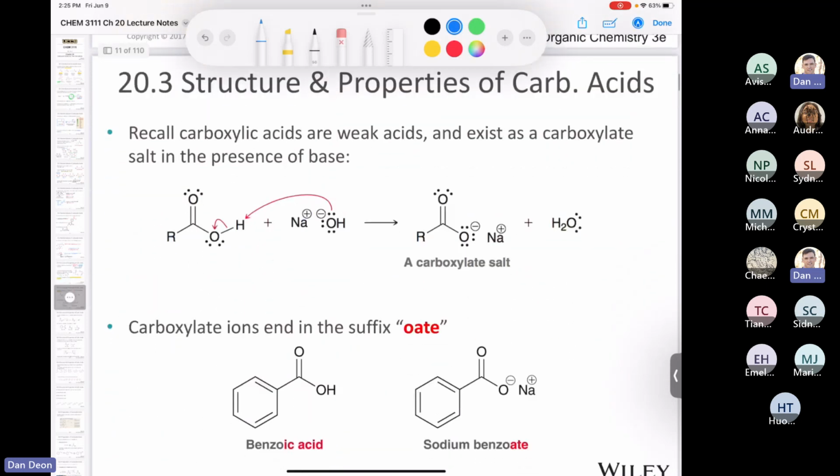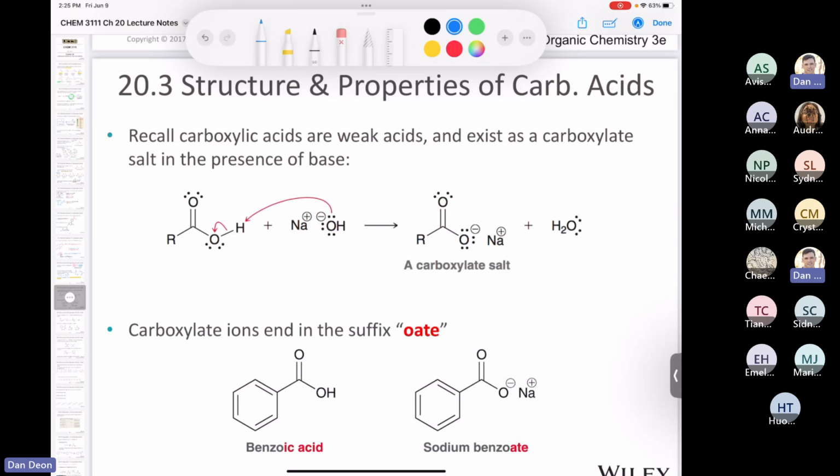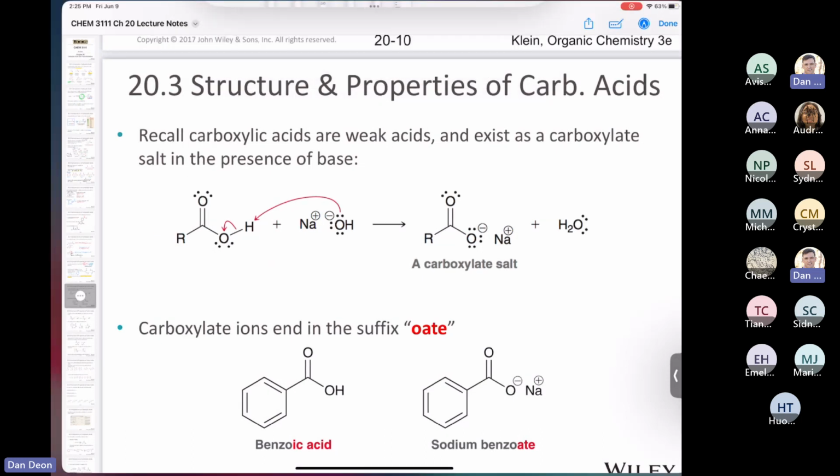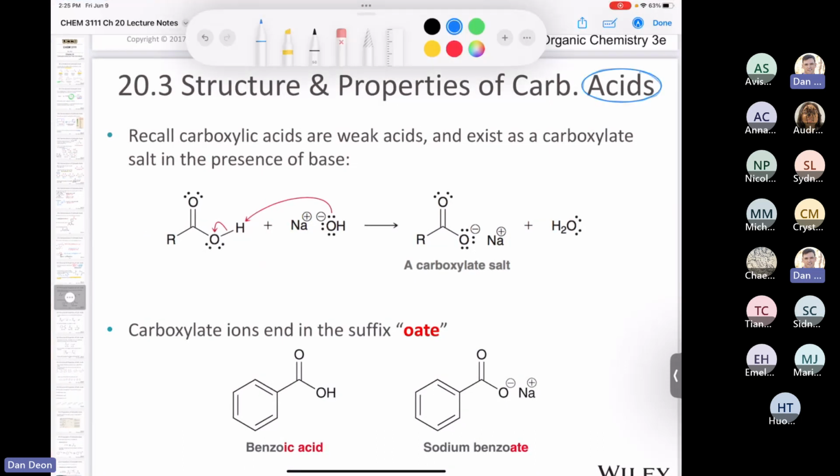What else? Carboxylic acids, are they acids? Heck yeah. Are they strong acids? Heck no. So they're acids, but they're not strong acids like HCl and HBr and HI, but they're weak acids. So if we take a carboxylic acid and put it in sodium hydroxide, it's going to deprotonate it completely. Why? Because the pKa of a carboxylic acid is around 5, and the pKa of water is about 16 or 15.7.